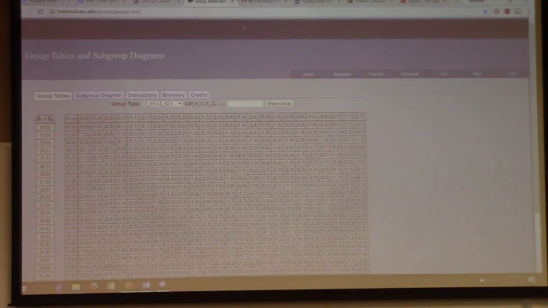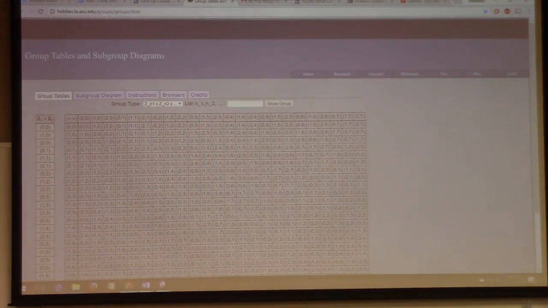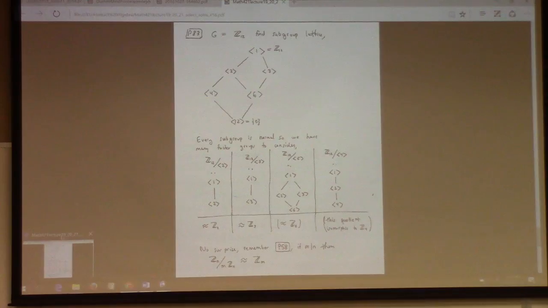I don't think I sent you guys a link to that, and I probably won't. But if you use the Google, you can find it. Would you like me to send you a link? I can send you a link if you want me to. You can waste an inordinate amount of time playing with subgroup diagrams. It's fun.